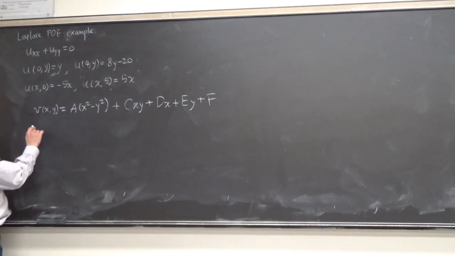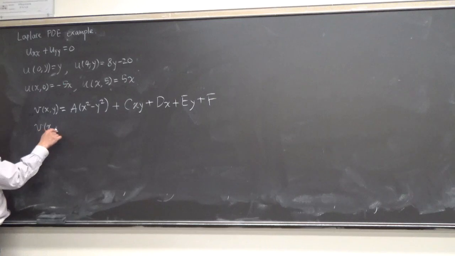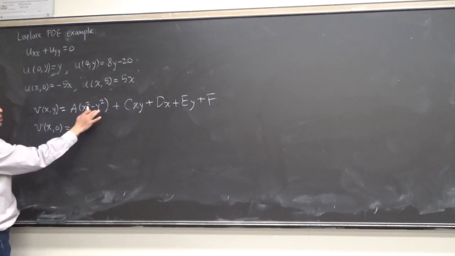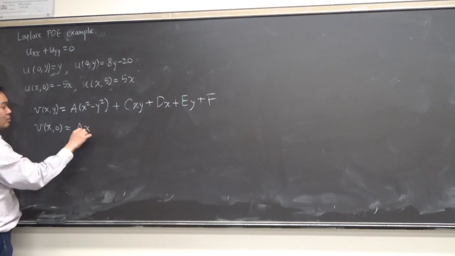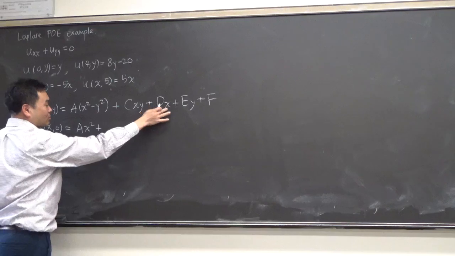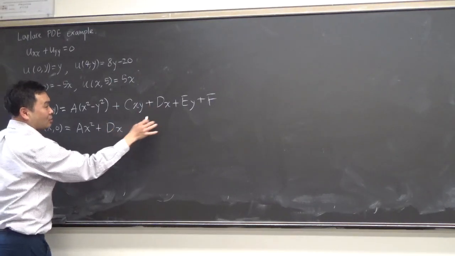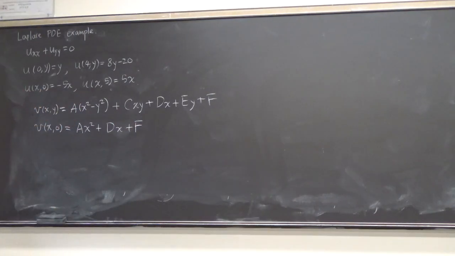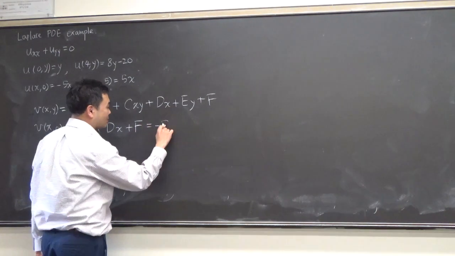Okay, so first, v of x, 0, what's that? V of x, 0, according to here, you're plugging in 0 into y, so that goes away. So you have ax squared. Y goes to 0, so that's gone. You have dx. Y is 0. You just get f. And that I want it to equal to negative 5x. I want it to be equal to negative 5x.